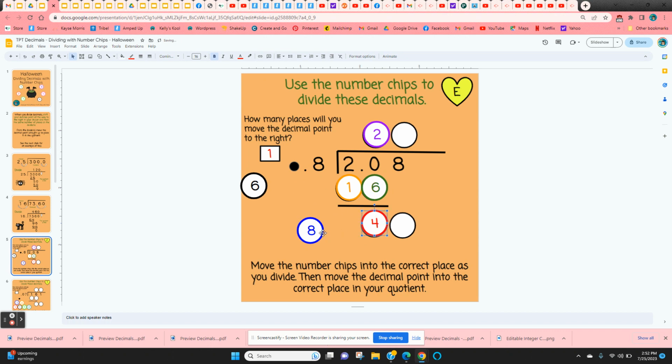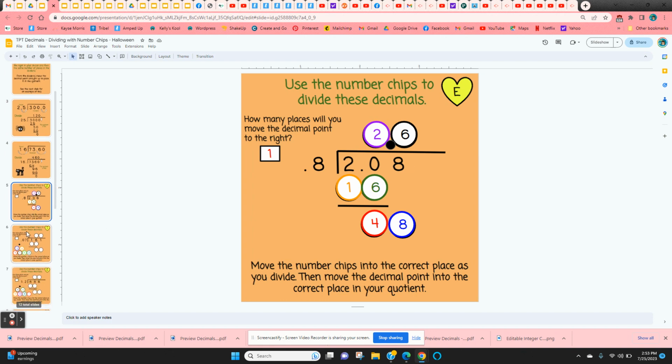And then I'm going to bring down the 8. Now 8 goes into 48 6 times evenly. And now I have to place the decimal point. If I had to move that decimal point one place to the right, it would be between the 0 and the 8, and then it goes straight up in the answer. So again, click and hold on that decimal point, move it into place. And we get a solution of 2 6/10.